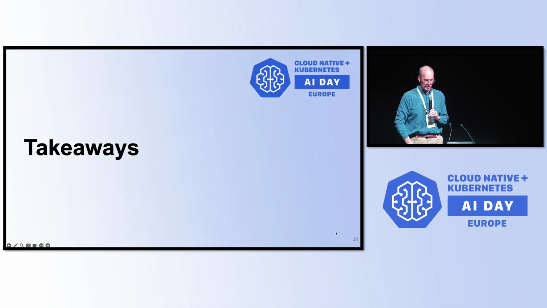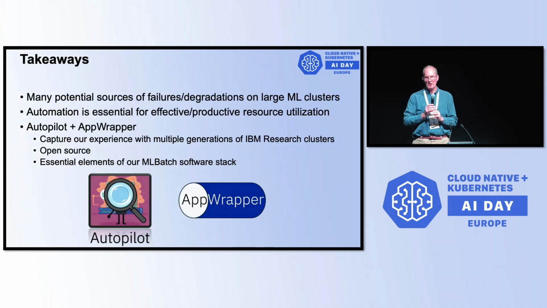So just to quickly sum up, we've talked today about many potential sources of failure and degradation on large ML clusters with GPUs, high performance networks and storage. If you really want to make effective and productive use of these things, you need automation so that if something goes wrong, you don't need a human in the loop at 2 o'clock in the morning to come in and fix it. The system can fix it, and you can continue to get high utilization out of it. And we talked today about pieces of our stack, Autopilot and App Wrapper, that capture our experience of these clusters. They're both open source, and they're both parts of our ML batch software stack that we run in our clusters.